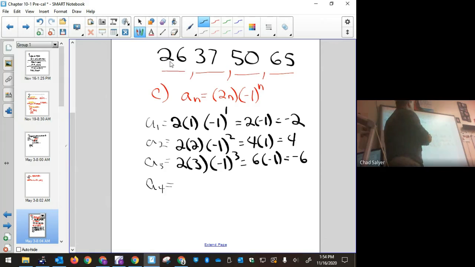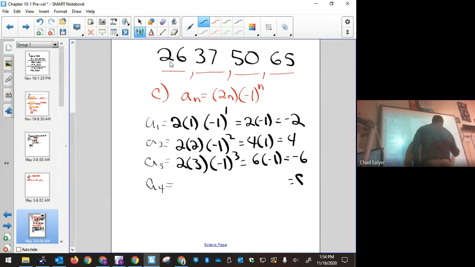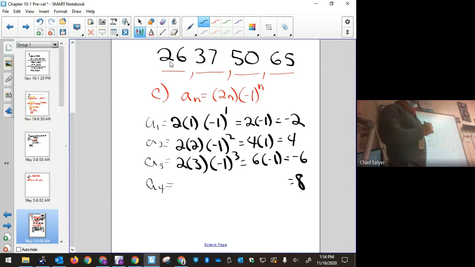Predict what comes next, Mason. 8. Good. See why he got that? He saw the pattern. The absolute value goes up by 2, and it changes sign. That's correct.